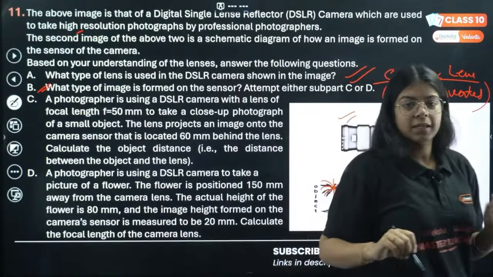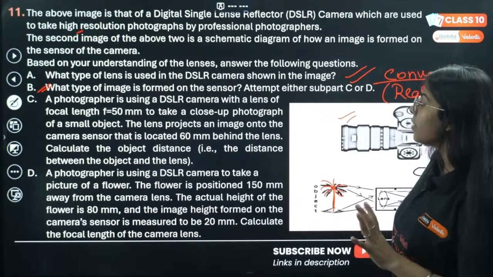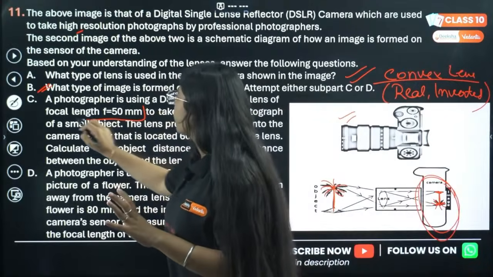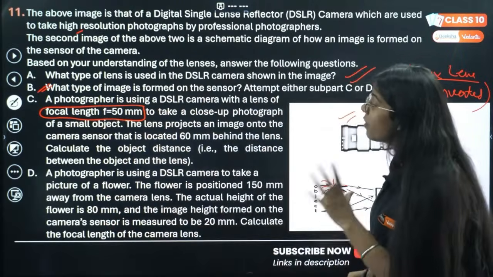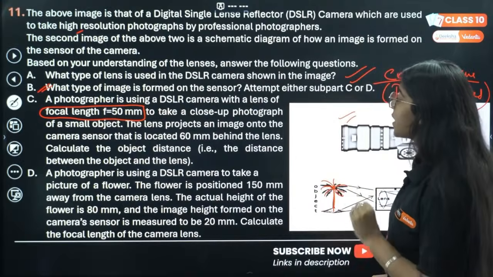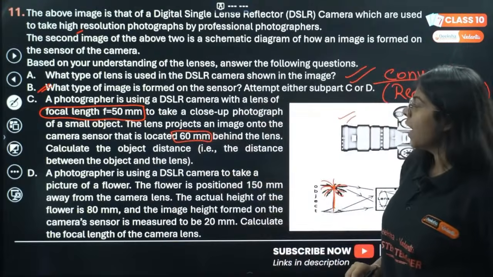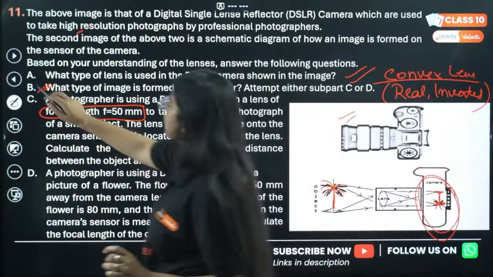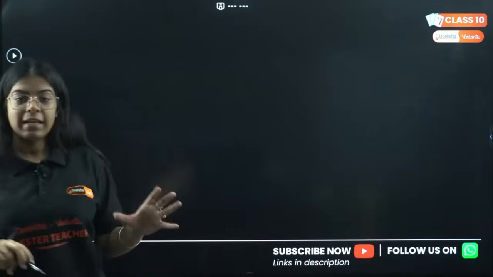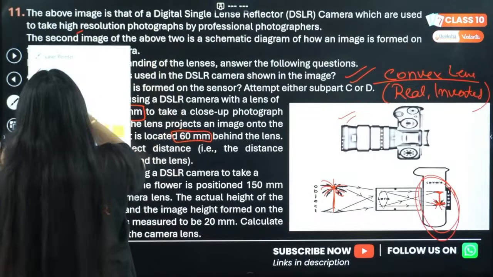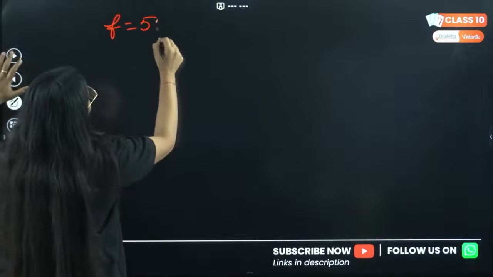Now it's a big part. Listen carefully. What it says is, a photographer is using a DSLR camera with a lens of focal length 50 mm. To take a close-up photograph of a small object, the lens projects an image onto a camera sensor that is located 60 mm behind the lens. Calculate the object distance. So what they are saying is that the lens has a focal length of 50 mm.